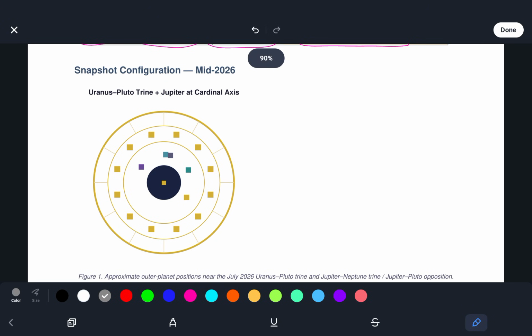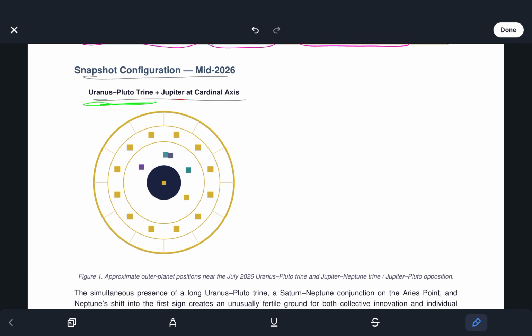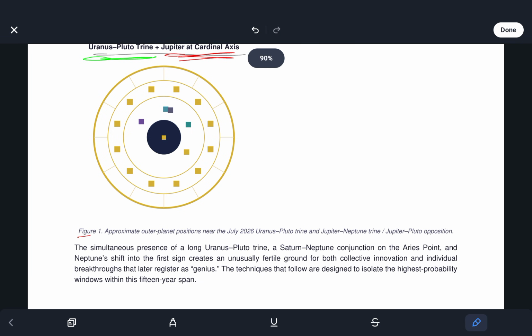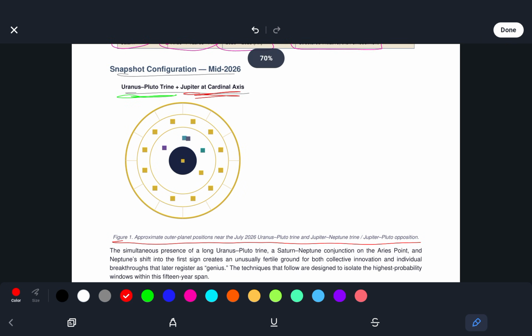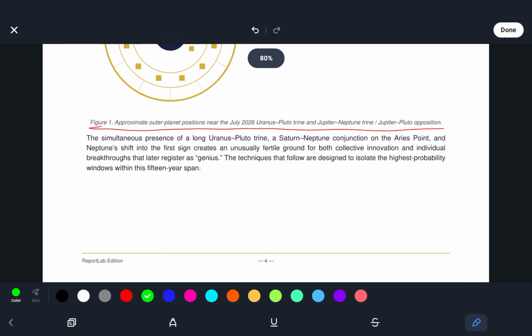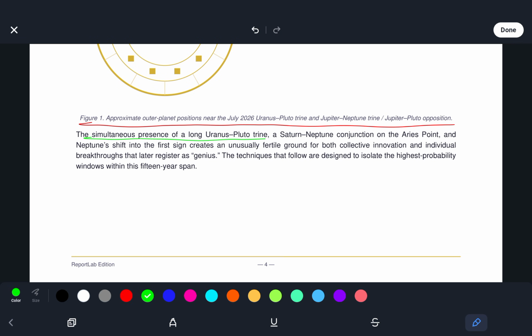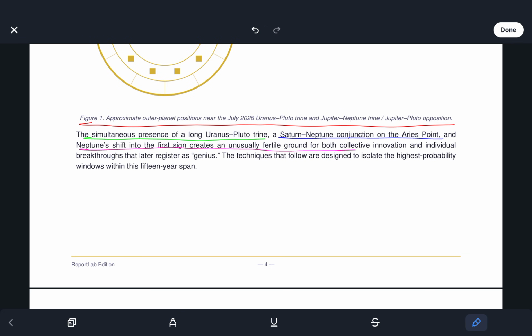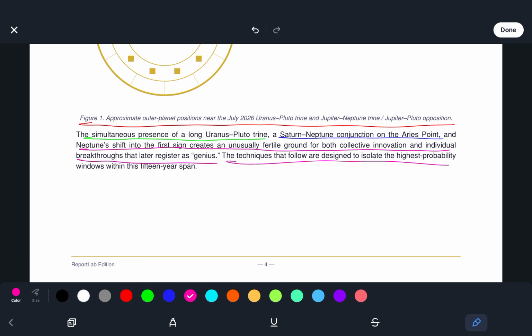So here's a snapshot configuration. From mid-2026, we see a Uranus-Pluto trine, and we see Jupiter at the cardinal axes. These are approximate outer planet positions near the July 2026 Uranus-Pluto trine, Jupiter-Neptune trine, and Jupiter-Pluto opposition. The simultaneous presence of a long Uranus-Pluto trine, as well as a Saturn-Neptune conjunction on the Aries point, and Neptune's shift into the first sign creates an unusually fertile ground for both collective innovation and individual breakthroughs that later register as genius. The techniques that follow are designed to isolate the highest probability windows within the 15-year span.